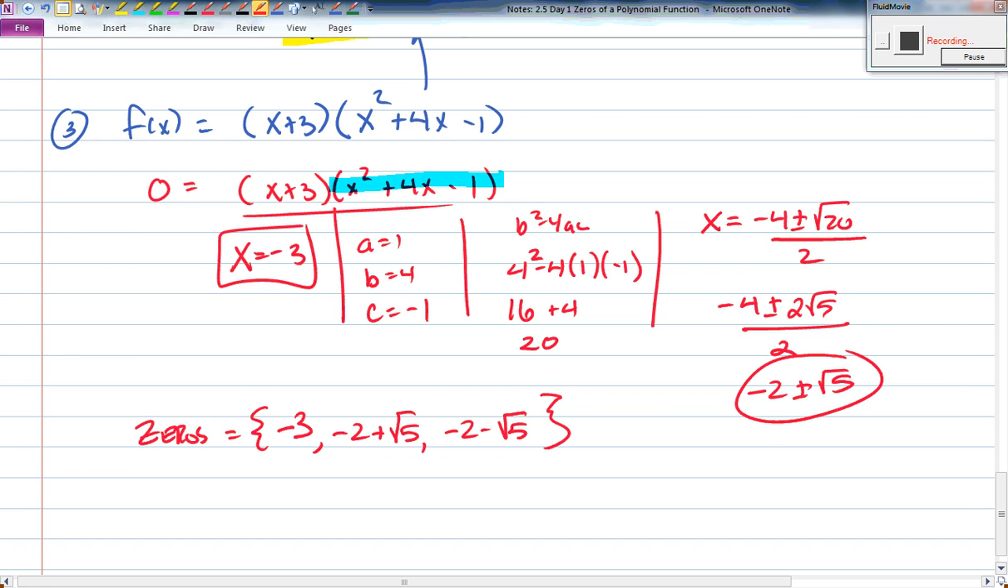Does that make sense? Can you repeat that one more time? Yes, the last 2 zeros, -2 plus square root of 5 and -2 minus square root of 5, those are real numbers, but they're not rational numbers. So that's why they were not in the list at the very beginning.